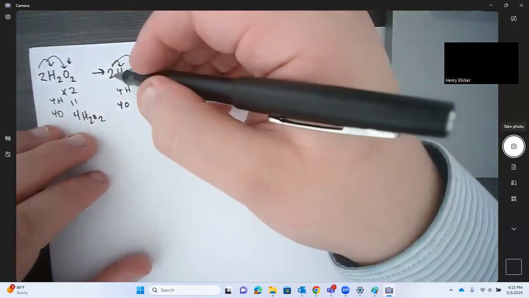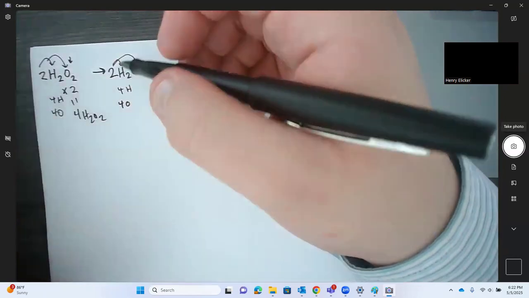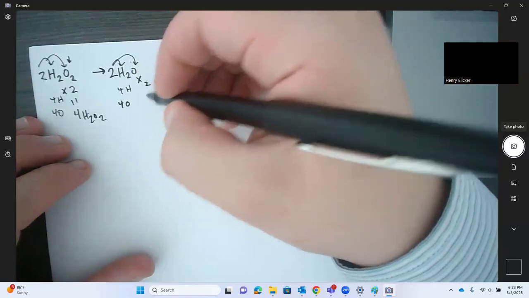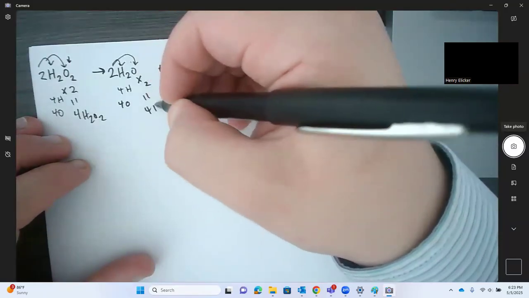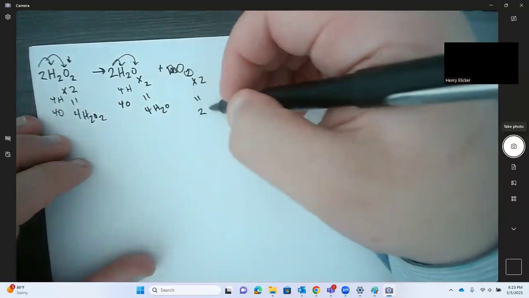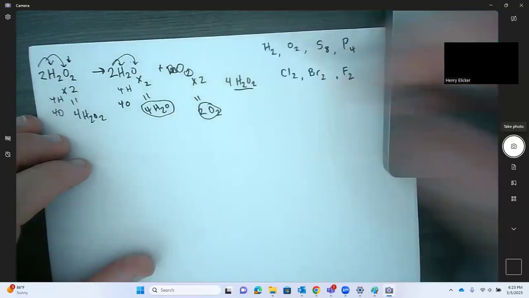And that would double everything else because you double the left side of an equation. It's an equation. You got to do it the same to the right side. So I'm going to double this, and that's going to be 4 H2O molecules. And double this, and that's going to be 2 O2 molecules. So notice in total we have 4 H2Os and 2 O2s.